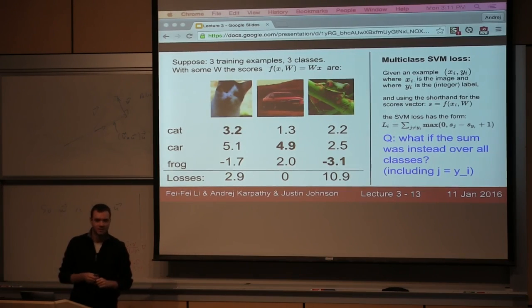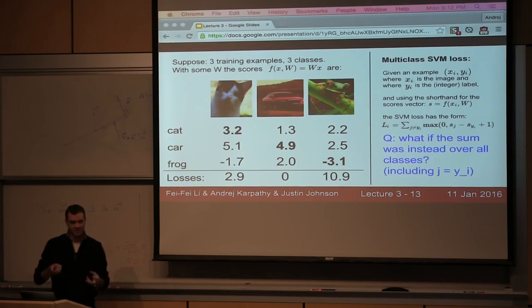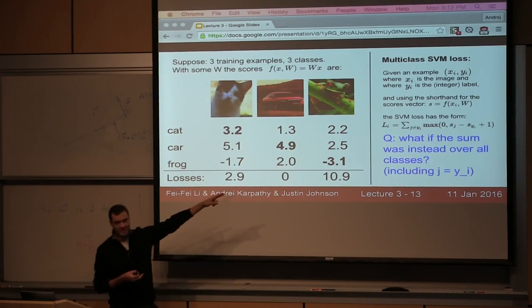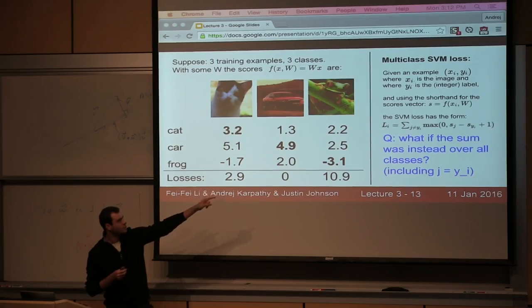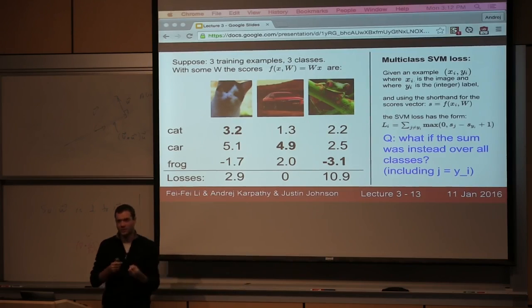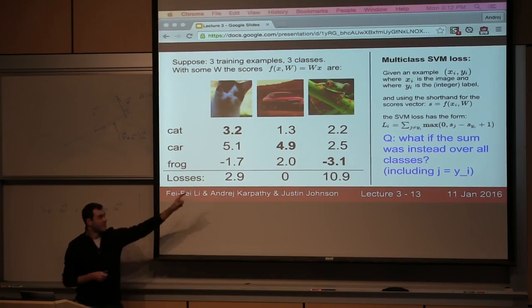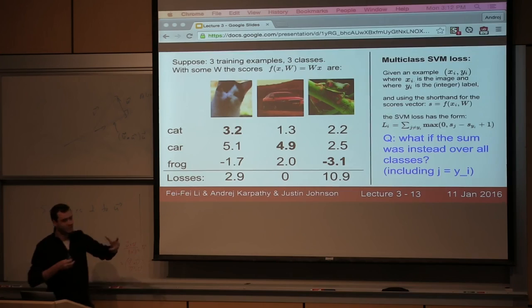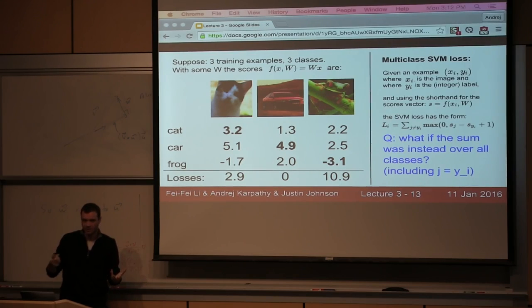Sorry, go ahead. You're adding the delta to the 1. Yes. So in effect, the reason that that's a j not equal to yi is that if we allow j to equal yi, then the score of yi cancels the score of yi. You end up with a 0. And really what you're doing is you're adding a constant of 1. So if that sum was over all the scores, then we'd just be inflating the loss by a constant of 1. So that's why that's there.